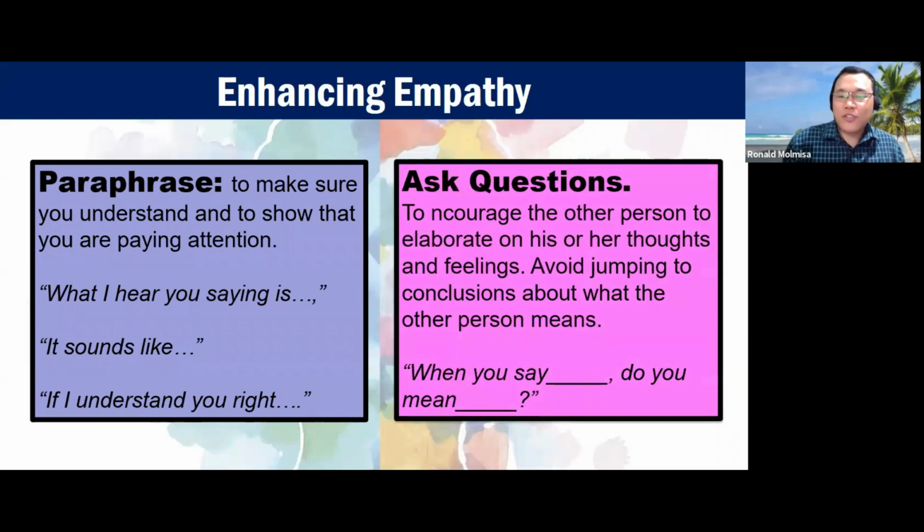And ask questions for clarification, not to condemn whatsoever. To encourage the other person to elaborate on his or her thoughts. So when you say this, do you mean? Ganon. So more of clarification.